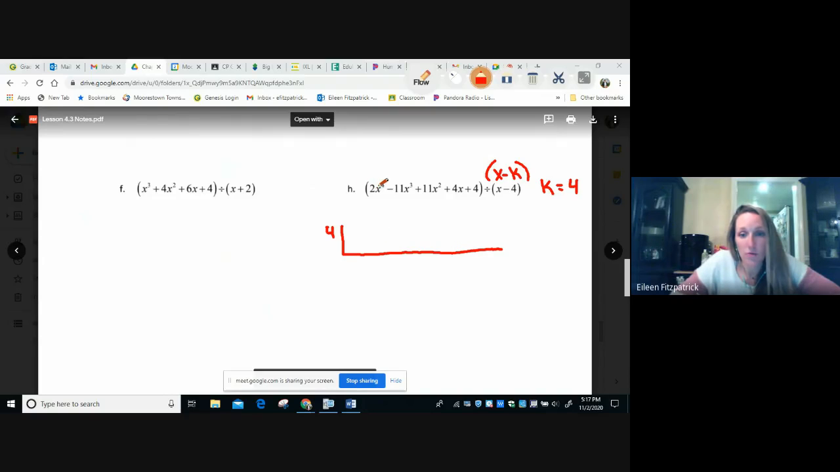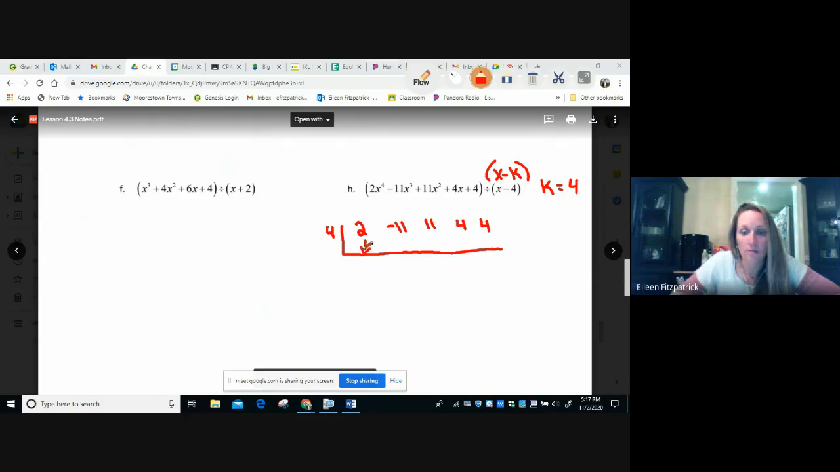Make sure that it's in standard form, meaning highest exponent to lowest, and nothing is skipped. No exponents are skipped. So 4, 3, 2, 1, 0. So the coefficients are 2, -11, 11, 4, and 4.